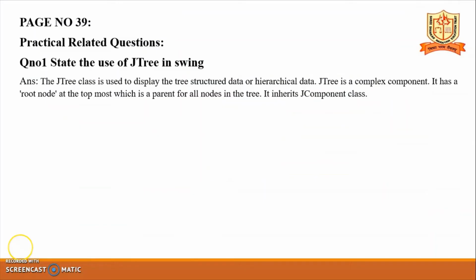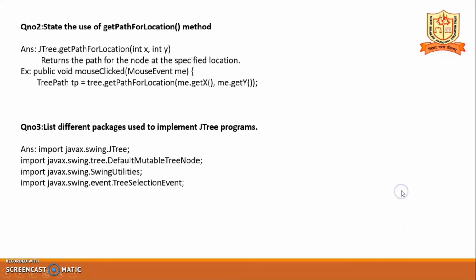Yes. See, next are the questions in this practical number 7. That is, state the use of JTree in Swing. The JTree class is used to display the tree structure of hierarchical data. JTree is a complex component. It has a root node at the topmost, which is the parent for all the nodes in the tree. It inherits the JComponent class. So I think it is clear. In the previous example we have shown that this topmost node is created and we are adding the child nodes to that one.